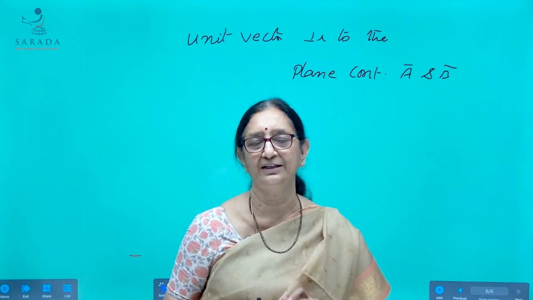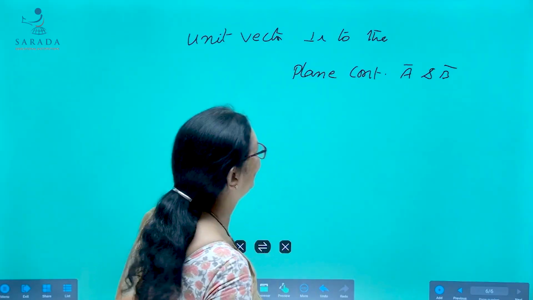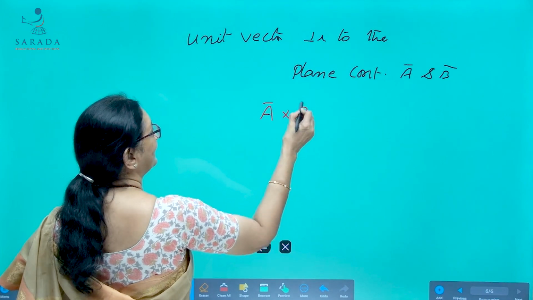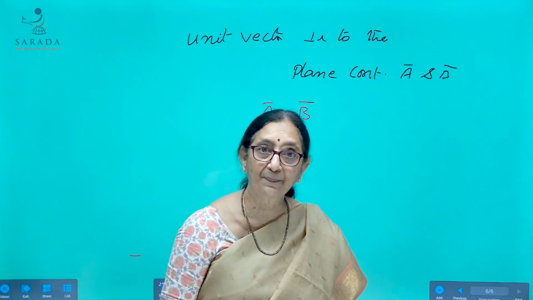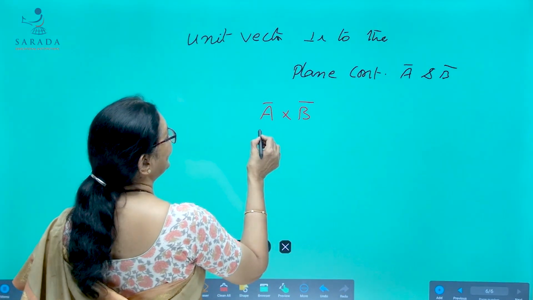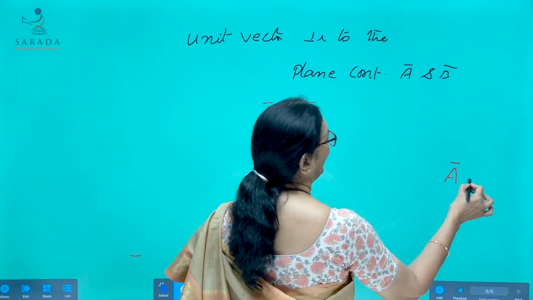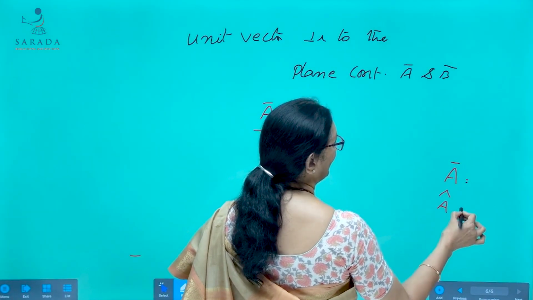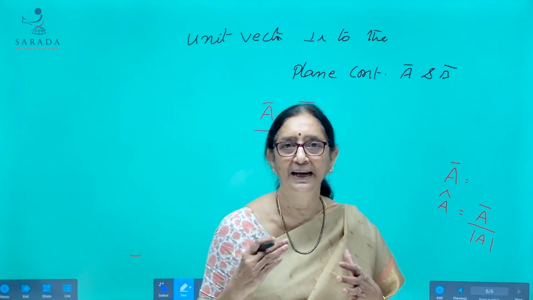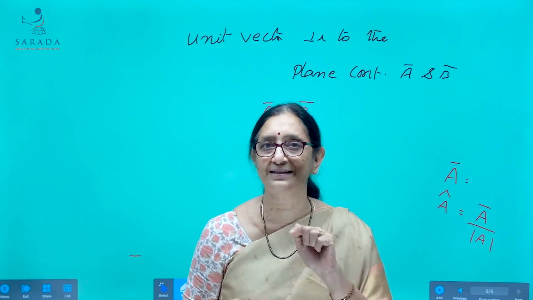So tell me a vector which is perpendicular to both a bar and b bar. Yes, it is a bar cross b bar. A bar cross b bar is a vector which is perpendicular to both a bar and b bar. Now we want its unit vector. Suppose we want the unit vector of a bar, we write it as a cap. A cap is equal to a bar by modulus of a. By dividing the given vector with its magnitude, we get its unit vector.